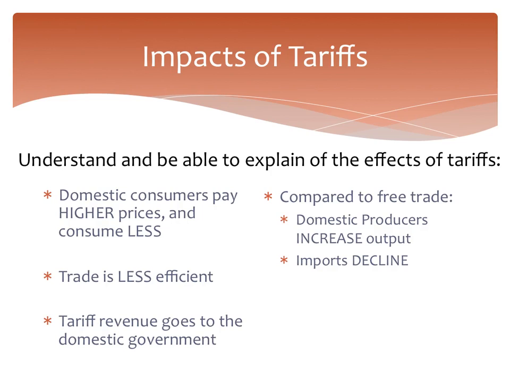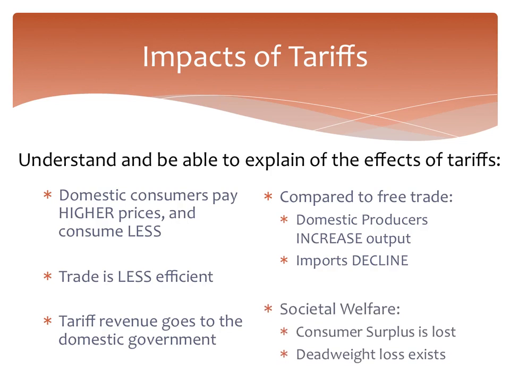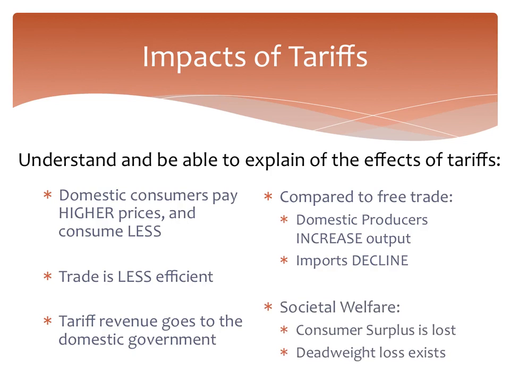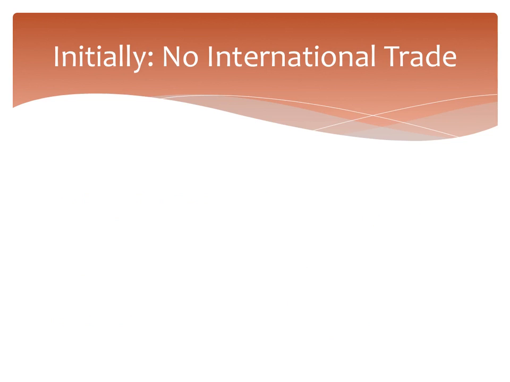The higher price allows them to have a higher production point. Imports will decline. And the reason for that is that those higher prices mean that a greater proportion of the domestic demand will be satisfied by domestic producers. It's interesting to note that societal welfare is lost, and this relates to the loss in efficiency of trade. But essentially, consumer surplus is lost, and of course, there's a deadweight loss that now exists. We'll identify that area graphically, and you'll need to be able to do that on the AP exam as well.